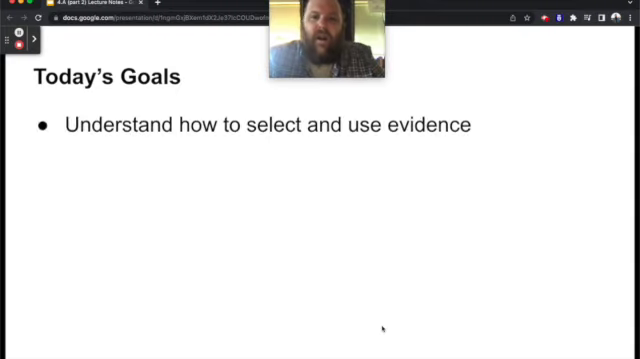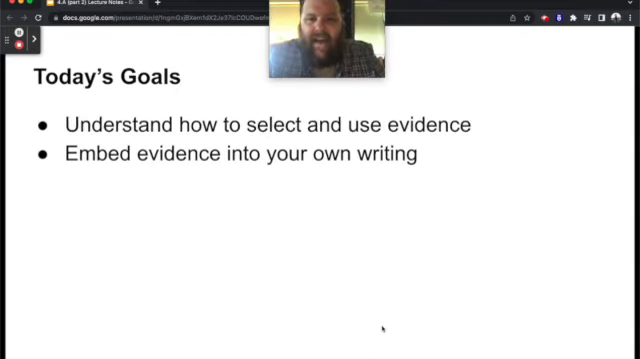So the goals are: 1, understand how to select and use evidence, and then number 2, embed evidence into your own writing. Once you can do that, then, like I said, you have finished the first unit. You are on your way to succeeding in AP Lang and beyond.